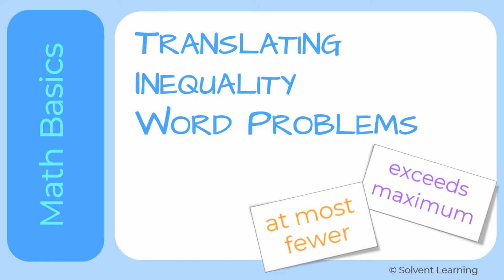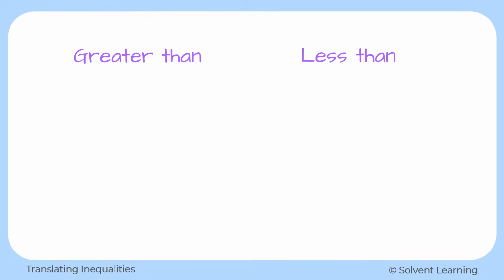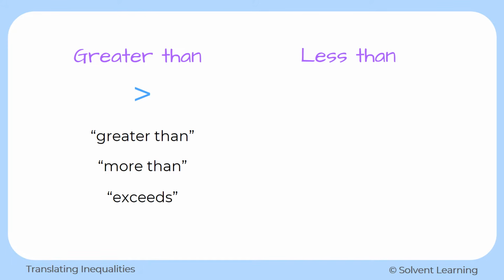So we're going to do a review of the inequality symbols, and we're also going to talk about what key words we might see in the word problem that'll help us to know what inequality is best to use. First, we have greater than and less than. The greater than symbol looks like an arrow that's pointing to the right side. When we're looking at word problems that deal with greater than, some of the words that we might see are greater than, more than, or exceeds.